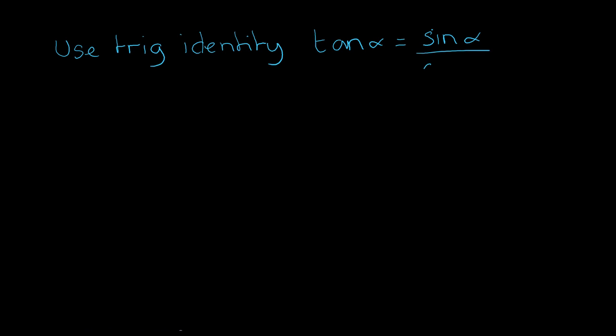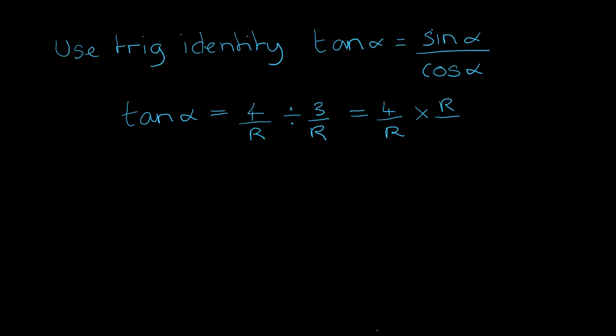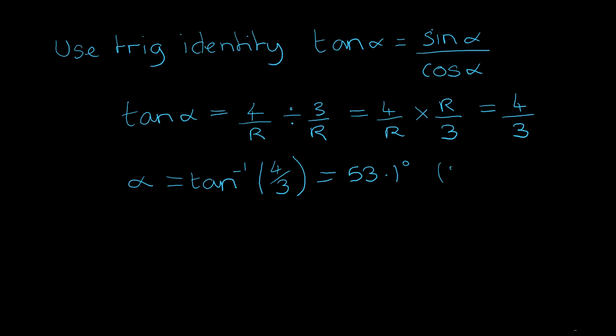Now we'll use these results with the trig identity tan alpha equals sin alpha over cos alpha. Tan alpha will be sin alpha, which is 4 over r, divided by cos alpha, which is 3 over r. This is the same as 4 over r times r over 3, which is 4 over 3. Alpha equals tan to the minus 1 of 4 over 3, which is 53.1 degrees to 3 significant figures.